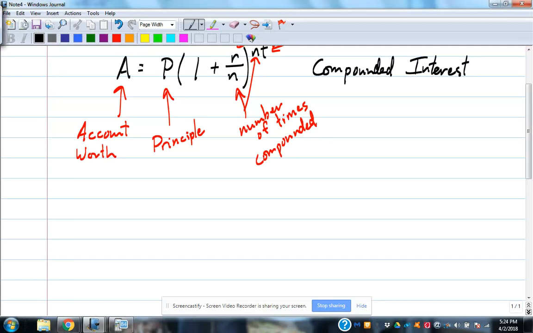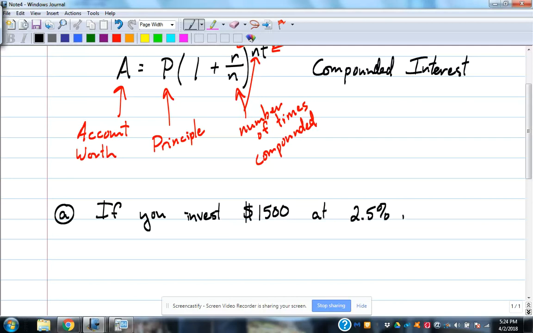All right, so let's do a problem. If you invest, let's take a modest amount of money, $1,500, at 2.5% interest.